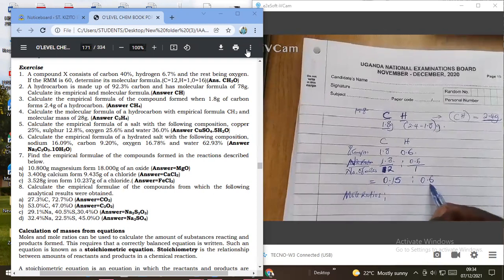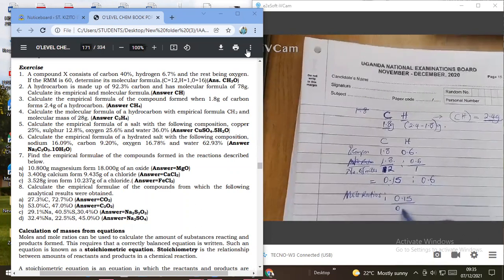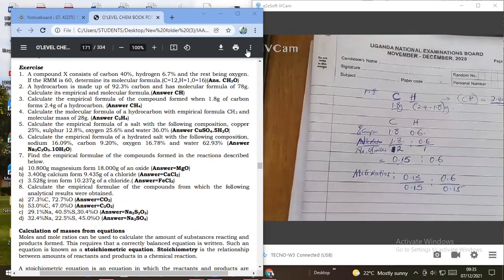I think 0.6 is the smallest. We shall have 0.15 divided by 0.6 to 0.6 divided by 0.6. Then the formula, you're writing percentage composition as 1.8. I see 1.8 is not the percentage composition. They have not given us the answer in terms of percentage composition, but they have given us the answer in grams. So there is no reason of converting to percentage composition, isn't it?